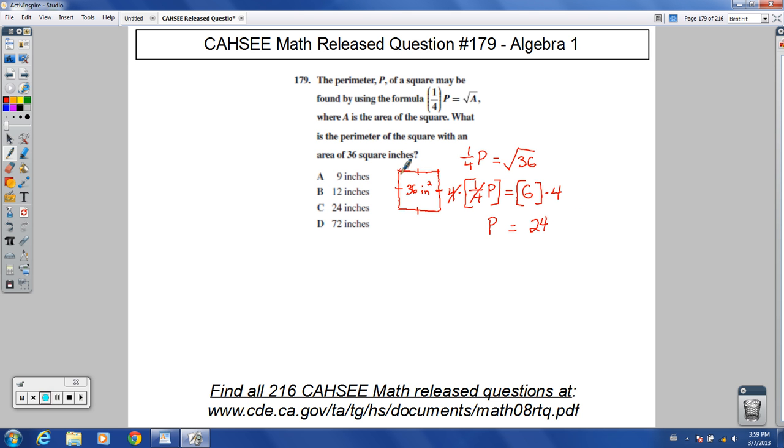And that should make sense too. Based on this picture, you'd have 6 for this side by 6 for this side, because whatever this is squared has to be that number right there. So this would be 6 inches. This would be 6 inches. That's another way to think of this question. If you didn't know how to use this formula, you could still figure this out. You just add 6 plus 6 plus 6 plus 6, and you would get 24 inches. So this one, number 179, choice C is the correct answer.